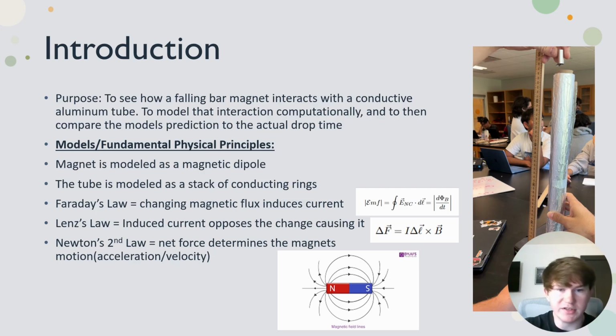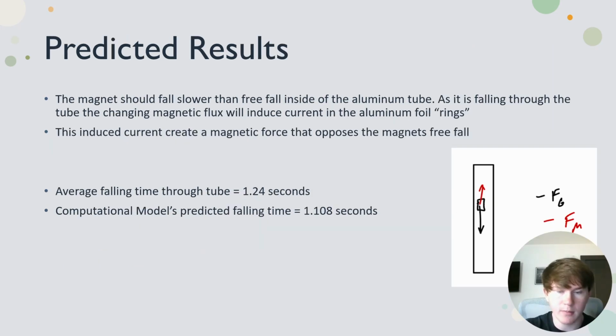So the purpose of this lab was to see how a falling bar magnet interacts with a conductive aluminum tube, and then to model that interaction computationally, and then to compare the model's prediction to the actual drop time. The models and fundamental physical principles we used were: the magnet is modeled as a magnetic dipole, the tube is modeled as a stack of conducting rings, Faraday's law where the changing magnetic flux induces current, Lenz's law where induced current opposes the change causing it, and Newton's second law where the net force determines the magnet's motion.